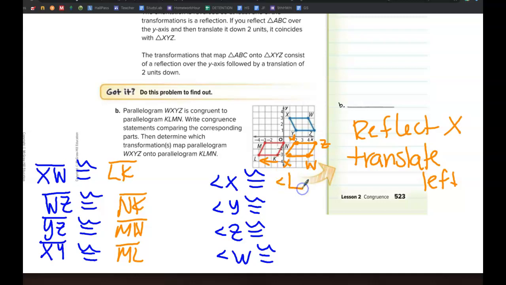Angle L. Angle Y is the same as? Angle M. Angle Z is the same as? N. And angle W is the same as? K. Again, you have to draw it in to map it up perfectly, because technically this side and this side are the same. So when you map it, it does matter which one you map it to. Okay?